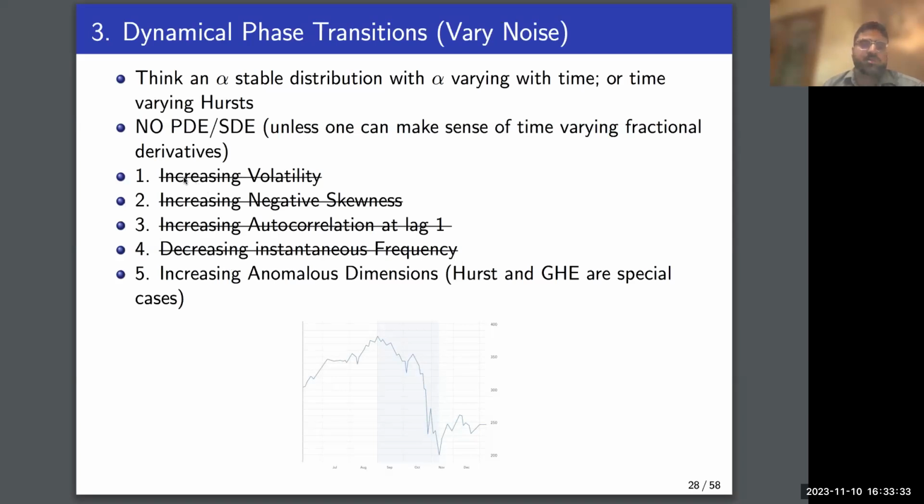What we see, if this is the case, is you don't expect to see any of the early warning signals of critical and stochastic phase transitions. But what you do expect to see is increasing anomalous dimensions, which I will define, which you can think of as a generalized case of the Hurst and the generalized Hurst exponent.